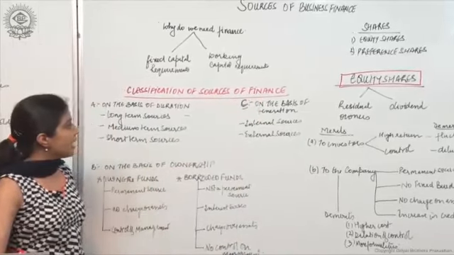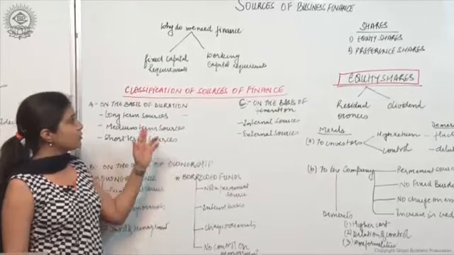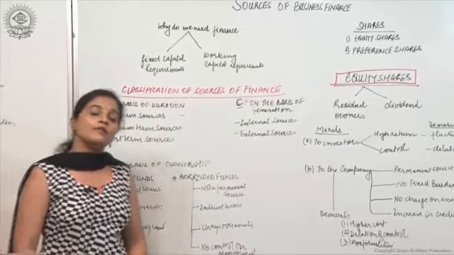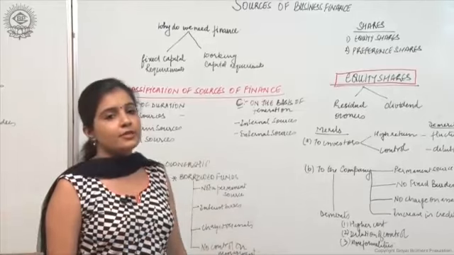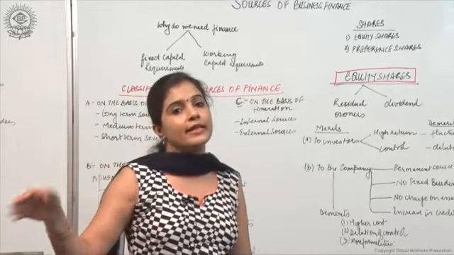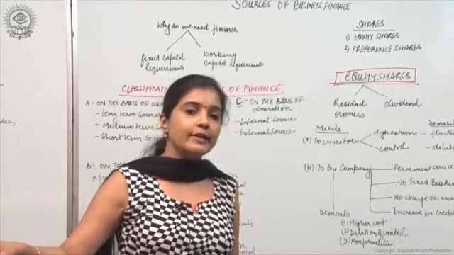Right? Now, after that, coming down to classification of sources of finance. In this chapter, basically, we'll be studying what are the different sources from where the business can get money, right?